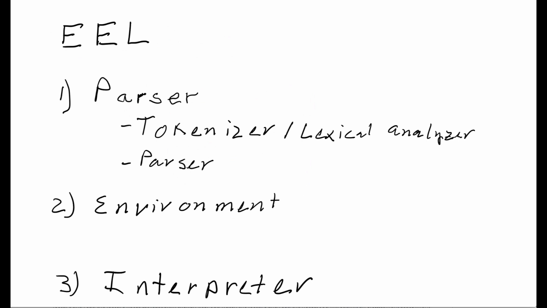Now, the interpreter will have three pieces. The first piece will be the parser. Now, the parser is broken up into two separate parts. One is called the tokenizer, and the other one is the parser itself. Now, the tokenizer's job is to read in our program character by character and break it apart into tokens. So it'll combine a word together or a number together. It'll take a parenthesis or a curly brace, and it'll call that one token.